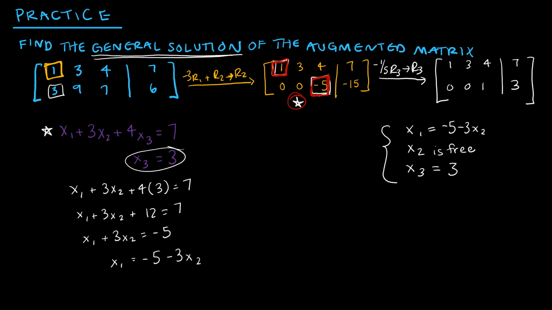No need to find any specific solutions. That's why it specifies find the general solution. The general solution basically gives us a value for each variable or tells us that that variable is free.